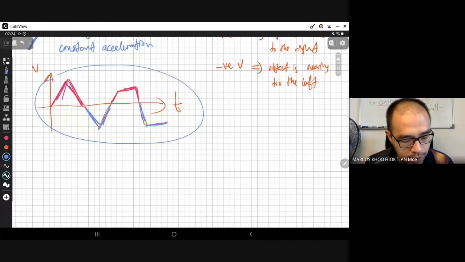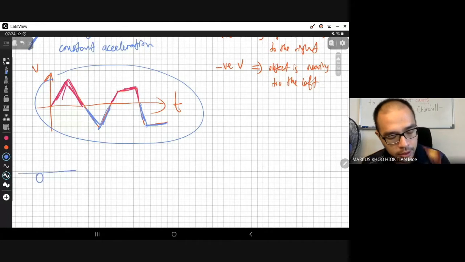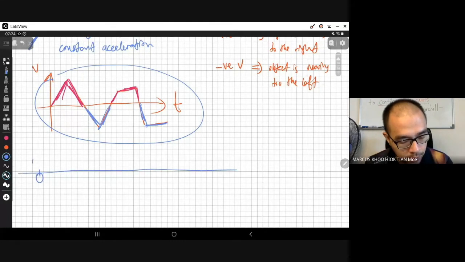So how would I imagine this motion? Let's say this is the starting position, 0. This is the car. Pink color section, increasing velocity, move to the right. One. Two.